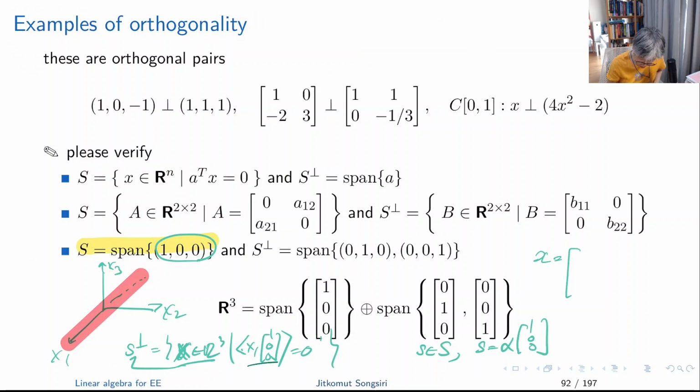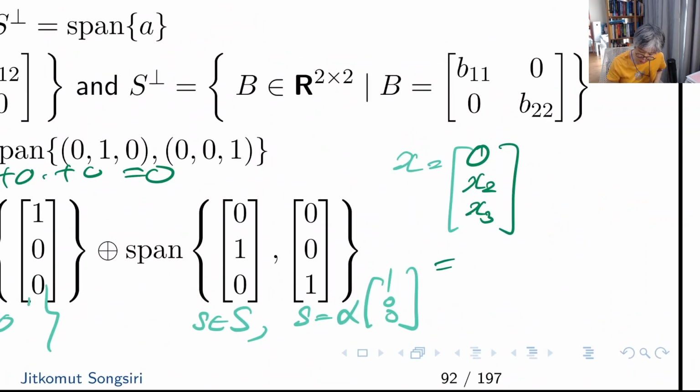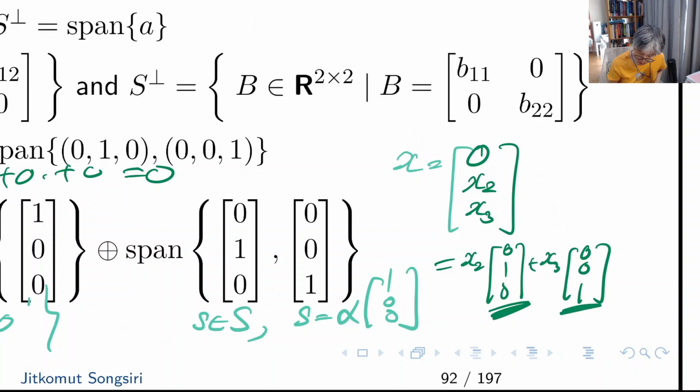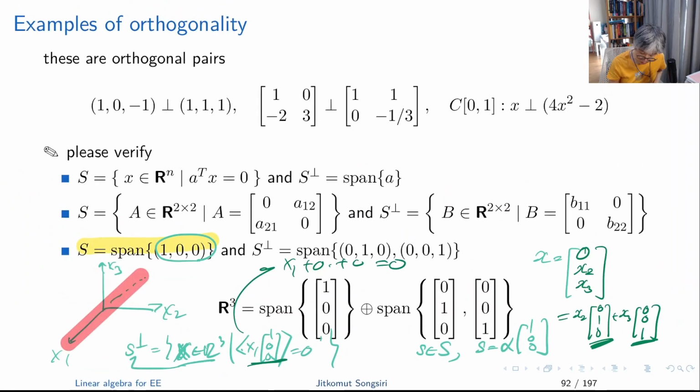How would you expand this inner product? It's going to be x1 plus 0, right? So it means that my x must have the first component as 0, and the second one and the third one can be any arbitrary number. Okay, so how can you describe it? How can you give a general form? So it's going to be x2 (0, 1, 0) plus x3 (0, 0, 1). So basically these two vectors form a basis for your S-perp. So that's why your S-perp is the span of (0, 1, 0) and (0, 0, 1).